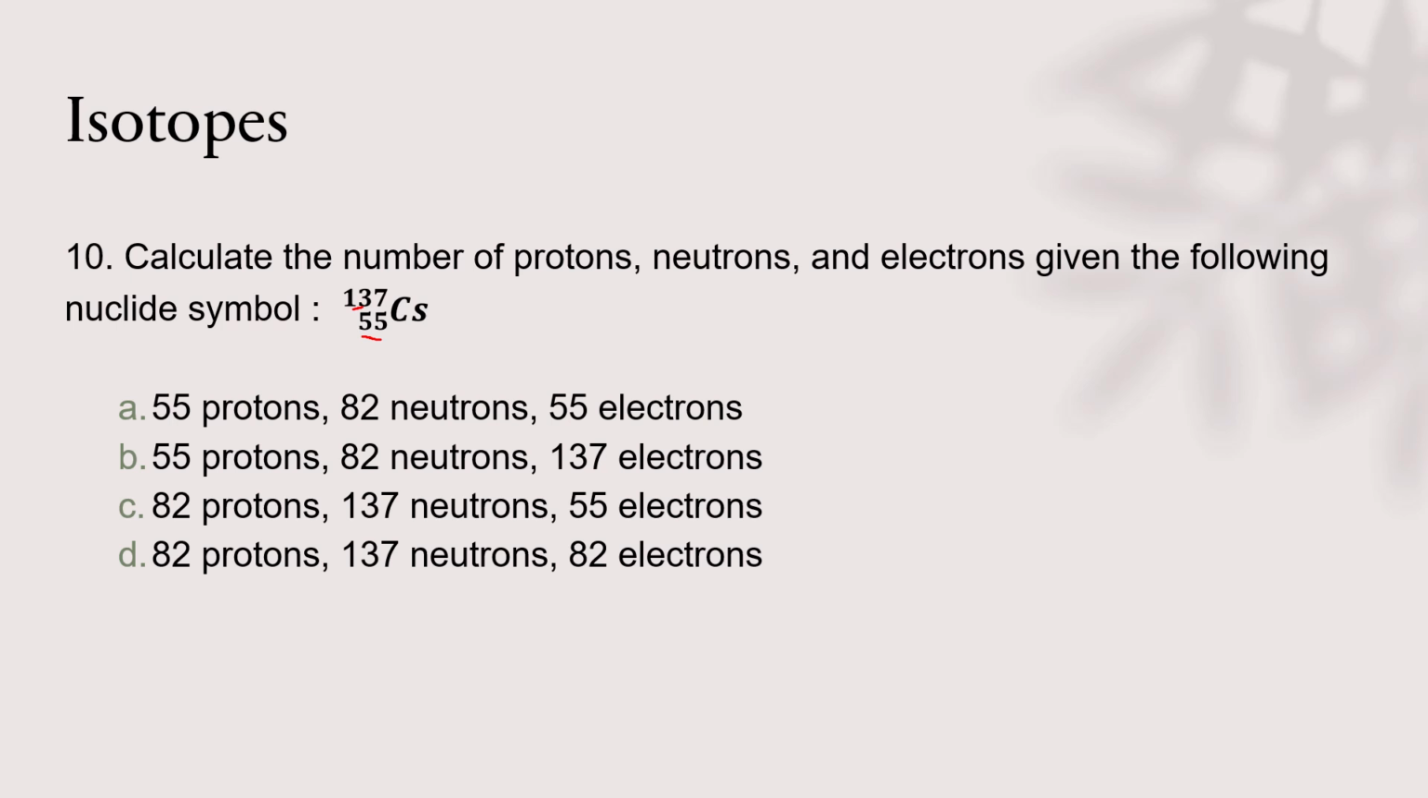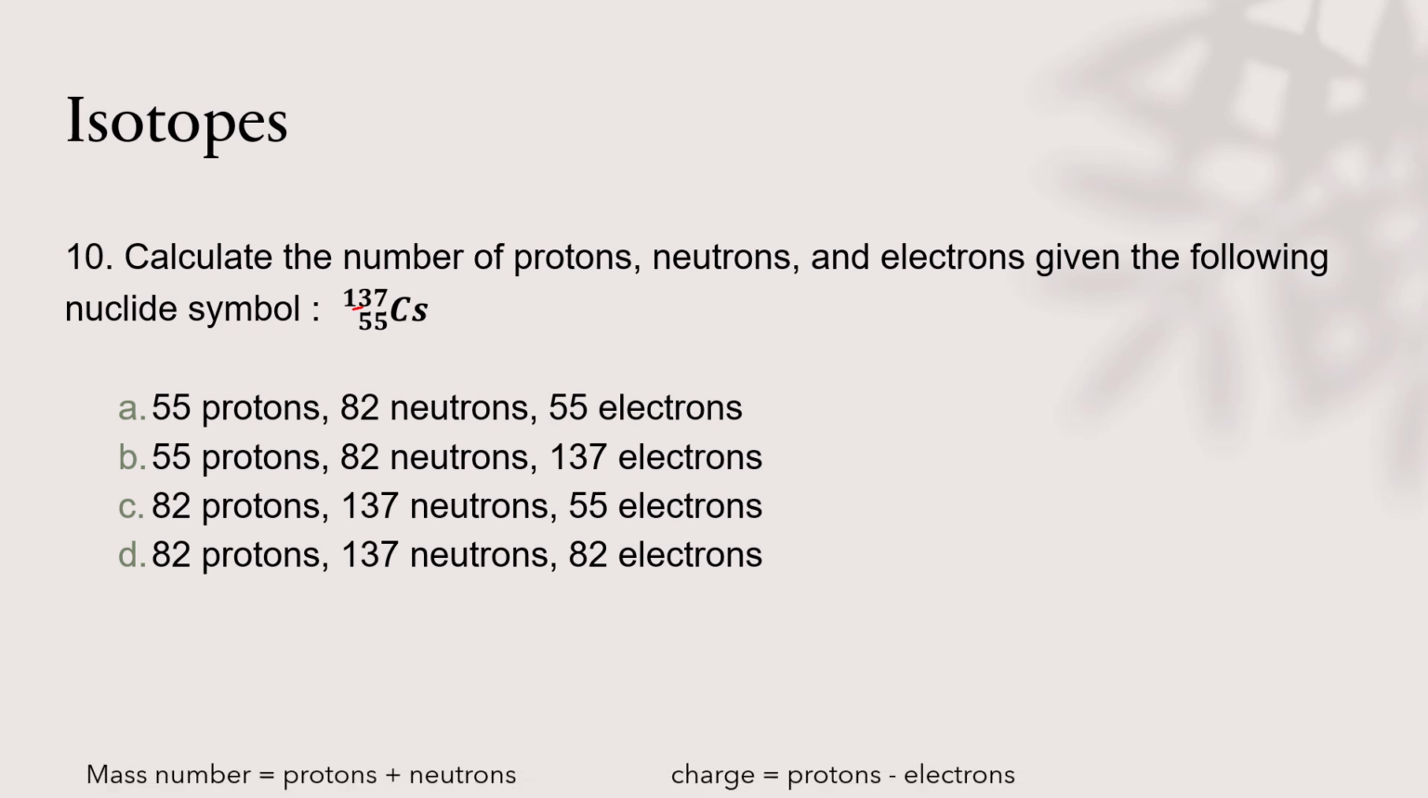Now if it doesn't give you this last number, this number 55, remember you can figure that out by looking up the atomic symbol. So if you find cesium on the periodic table, you'll see that it's number 55, meaning that's the number of protons it has. So sometimes this number is omitted. You can always find it as long as you have the symbol.